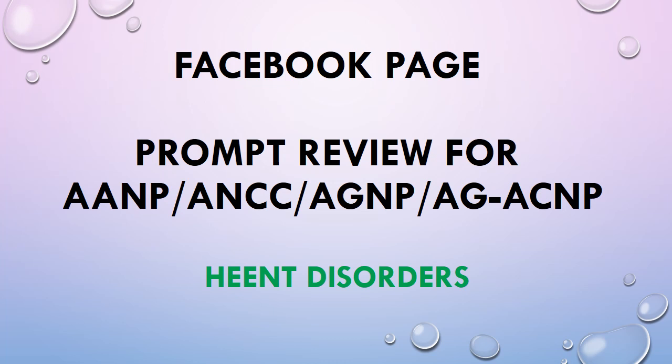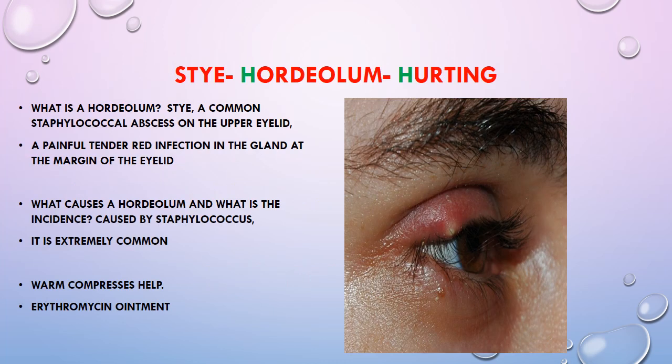I'm here to talk briefly on some of the HEENT disorders. The first one is Hordeolum, also known as stye. What is a hordeolum? This is a common staphylococcal abscess on the upper eyelid.